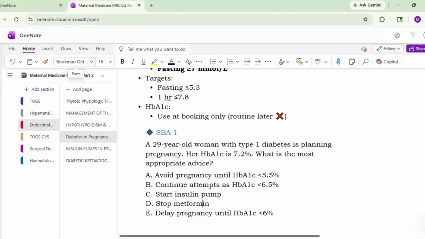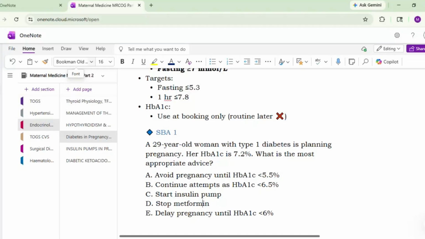I will start. A 29-year-old woman with type 1 diabetes is planning pregnancy. Her hemoglobin A1C is 7.2. What is the most appropriate advice? Avoid pregnancy until A1C is less than 5.5. Continue attempts as A1C is less than 6.5. Start insulin pump, stop metformin. Delay pregnancy until A1C is less than 6.